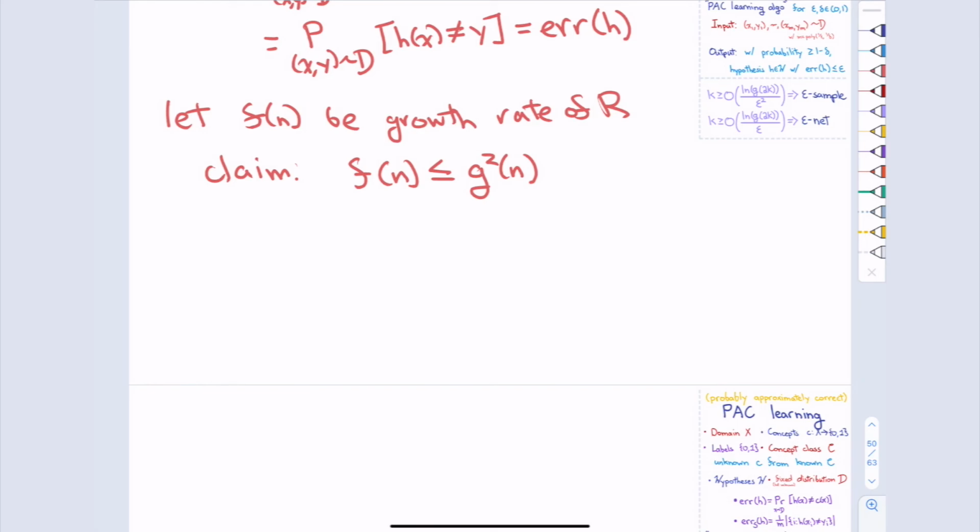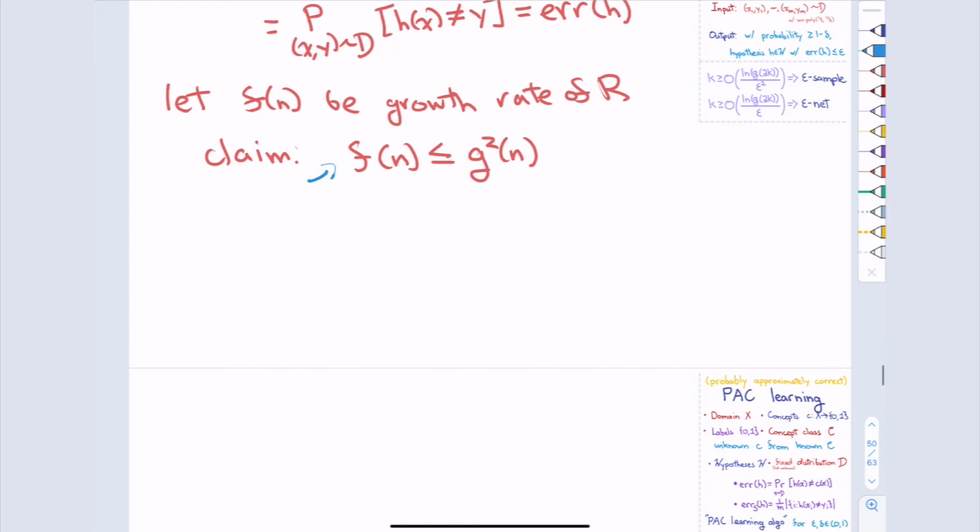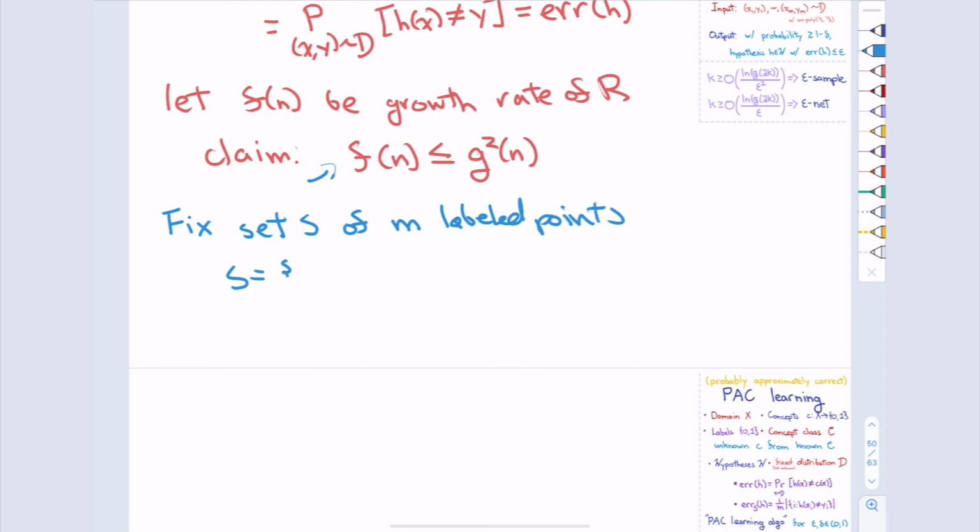Here's what we'll do. We want to prove that this growth rate is at most g squared n. So let's fix a set S of m labeled points.